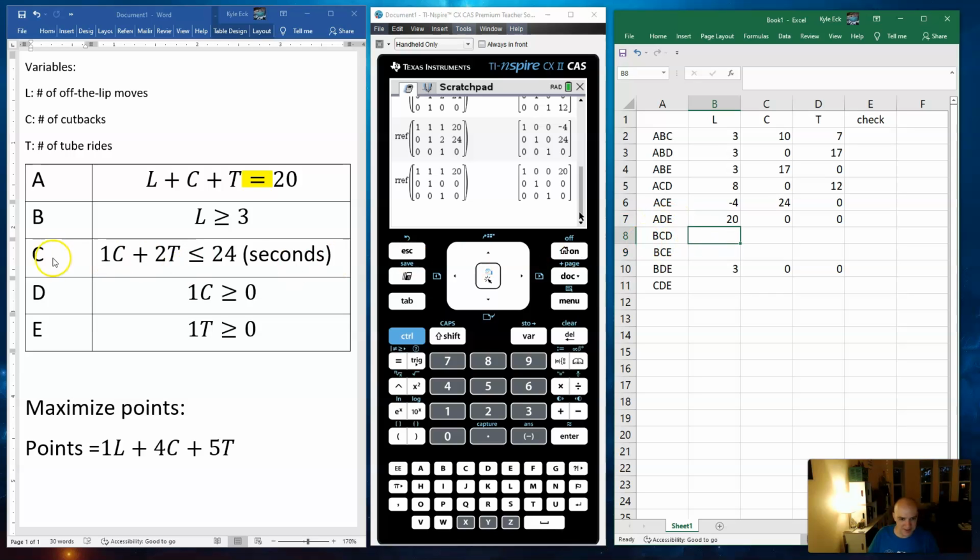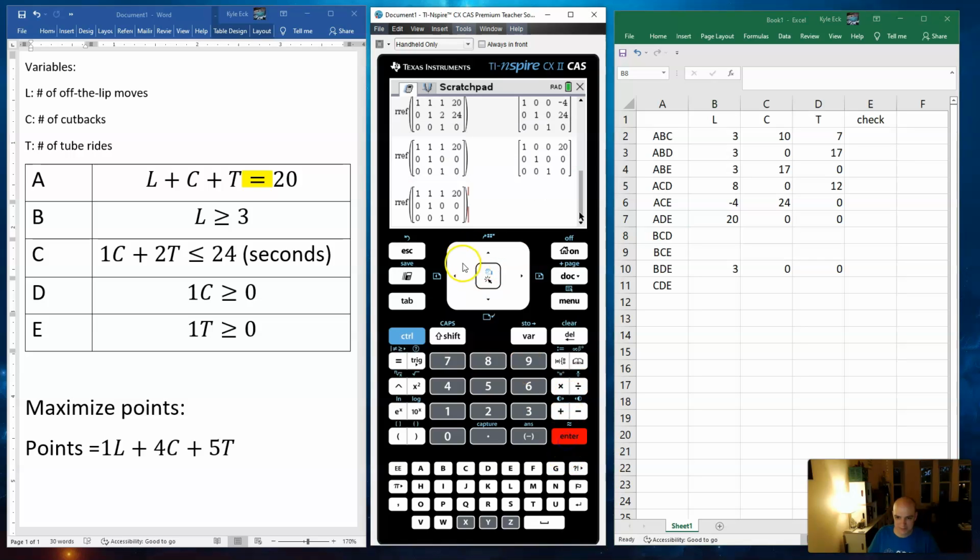Now let's just try BCD. So I got L greater than 3. I go back to my matrix, and I got 1L, 0, those, 3. C is 1C, 2T, 24, and D is 1C, 0T is equal to 0.